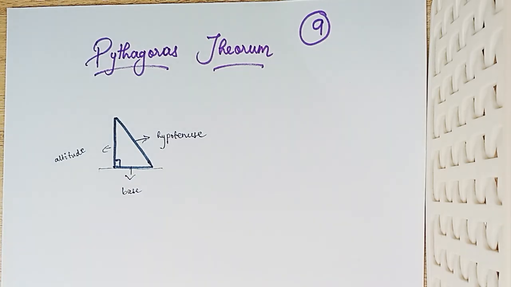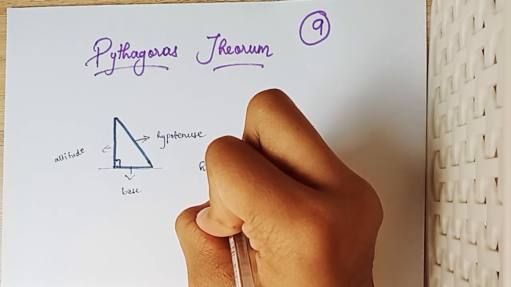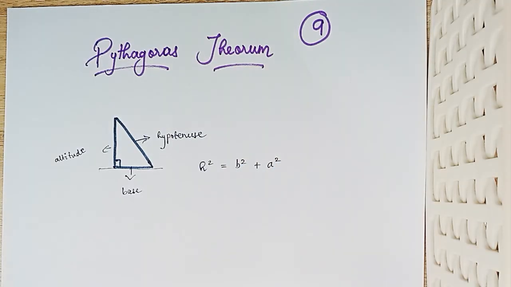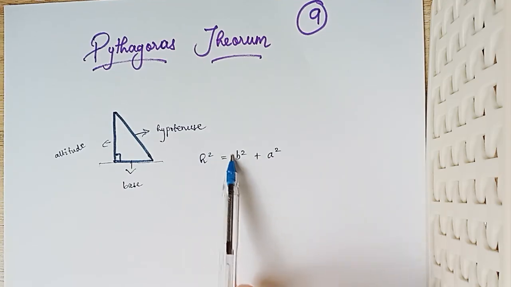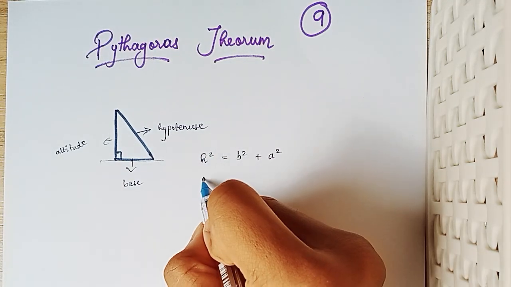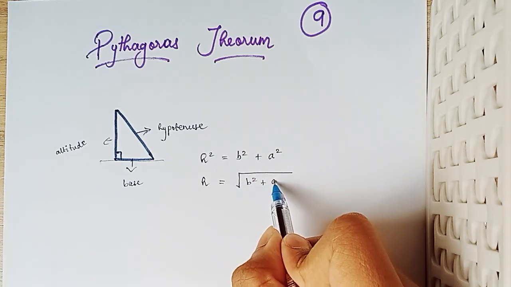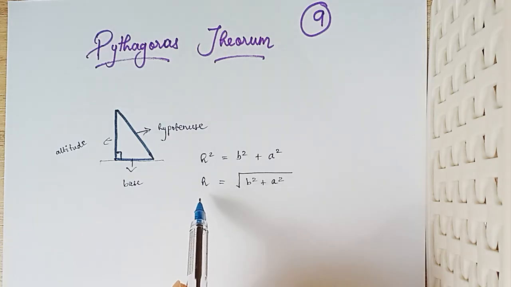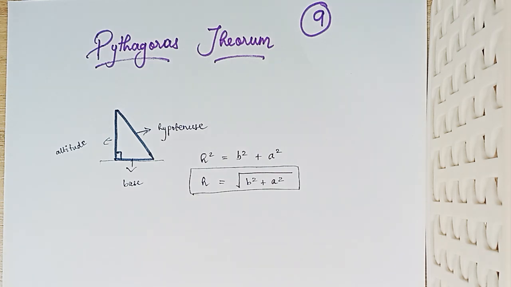The formula for Pythagoras theorem is hypotenuse square is equal to base square plus altitude square. So from this, how can you find the hypotenuse alone? The hypotenuse is equal to root of b square plus a square, where b is the base and a is the altitude. So this is the formula for finding the hypotenuse of a right angled triangle.